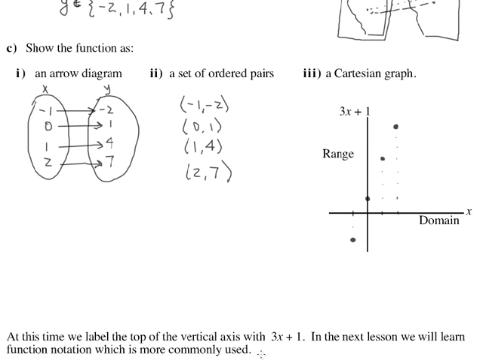At this time, we label the top of the vertical axis with 3x plus 1. In the next lesson, we'll learn function notation, which is more commonly used. We don't usually describe functions using mapping notation. It's just another way to think about it, and you might find it helpful.